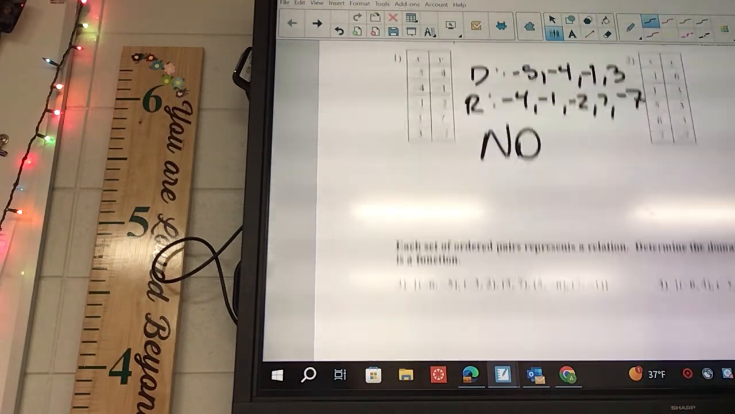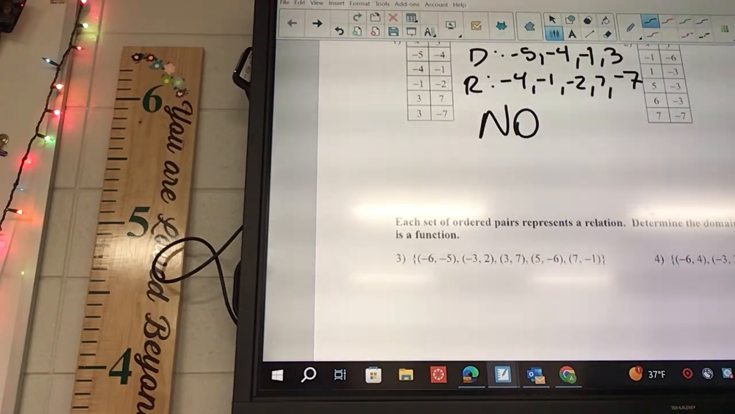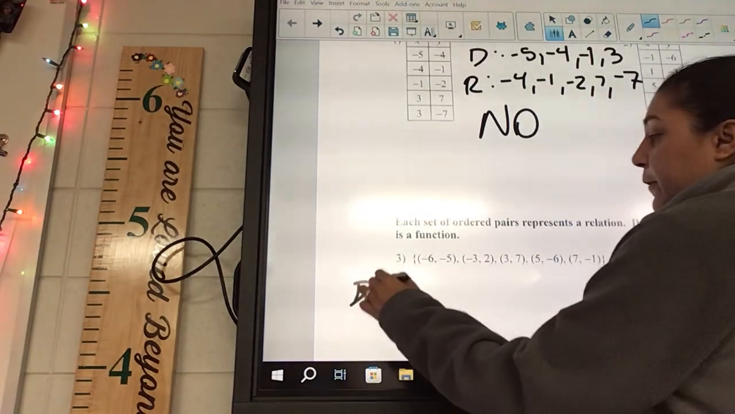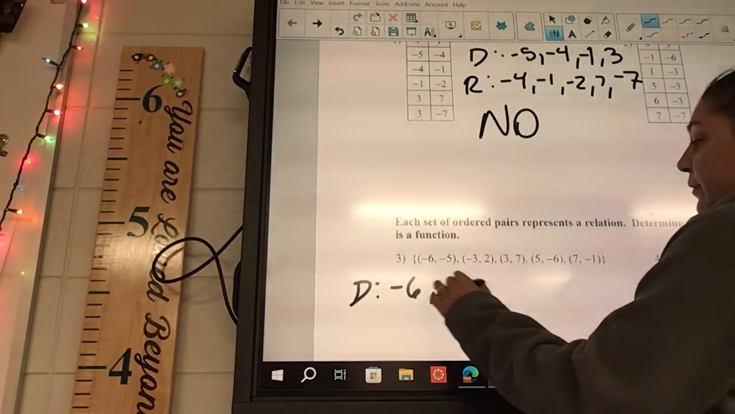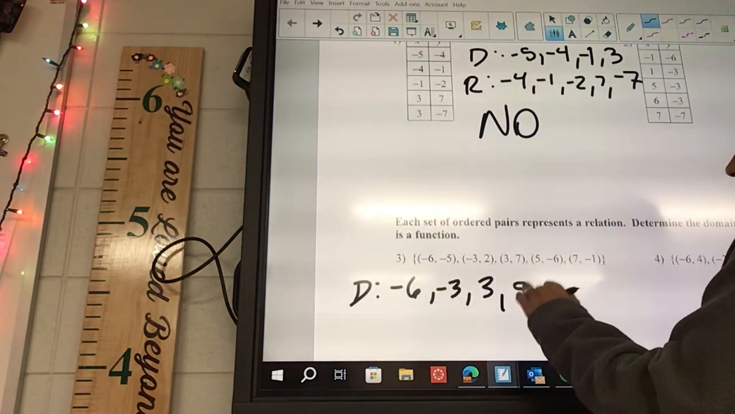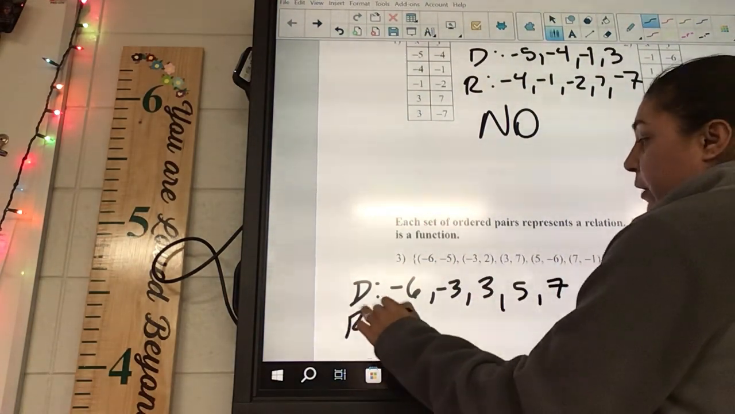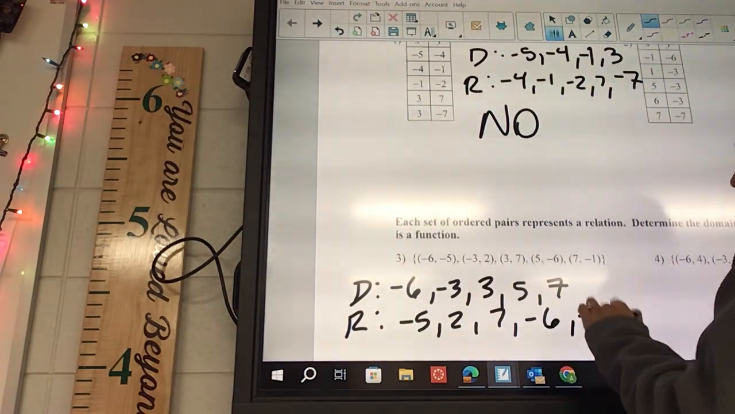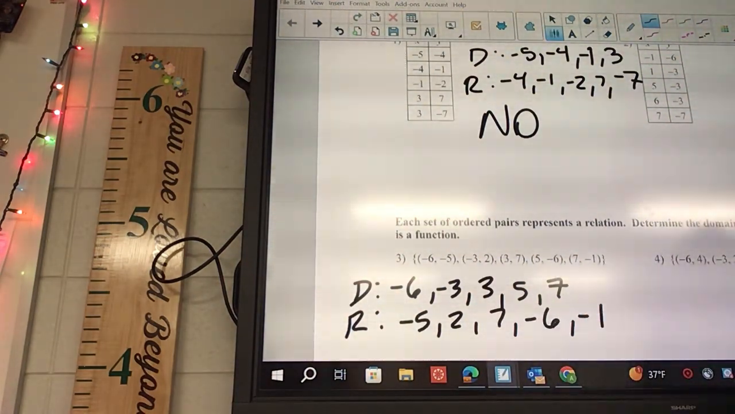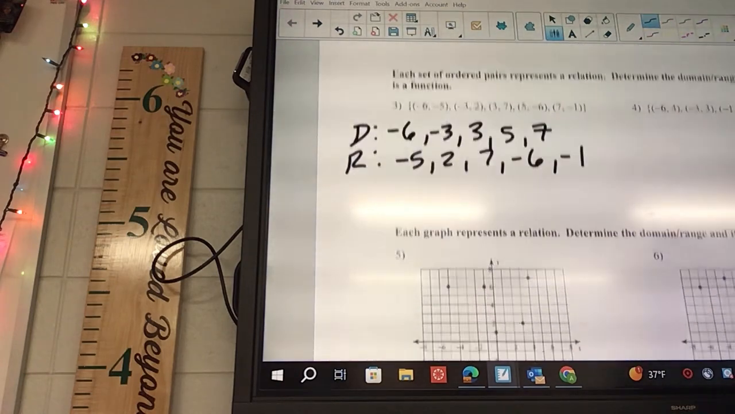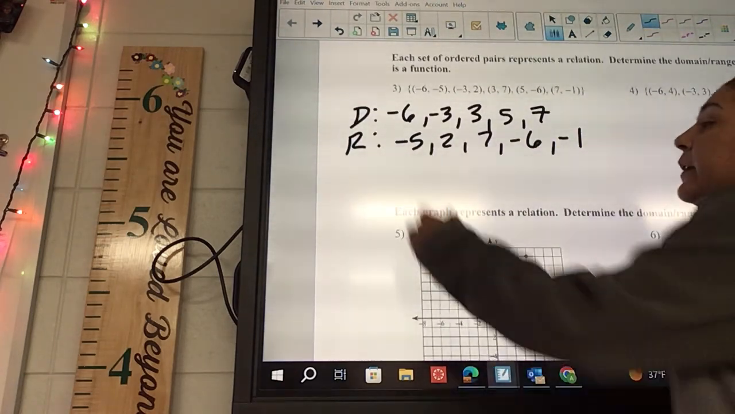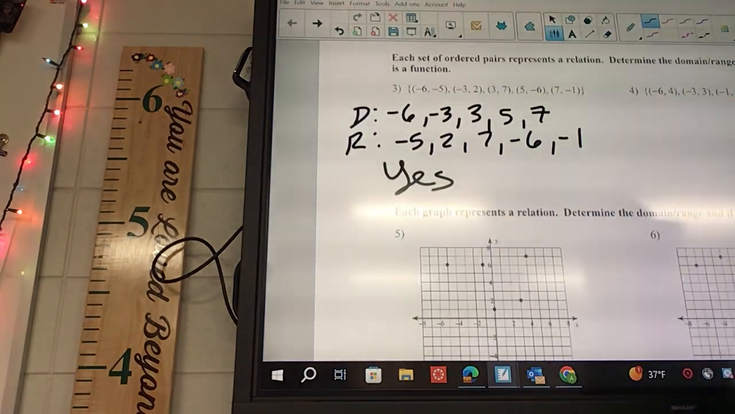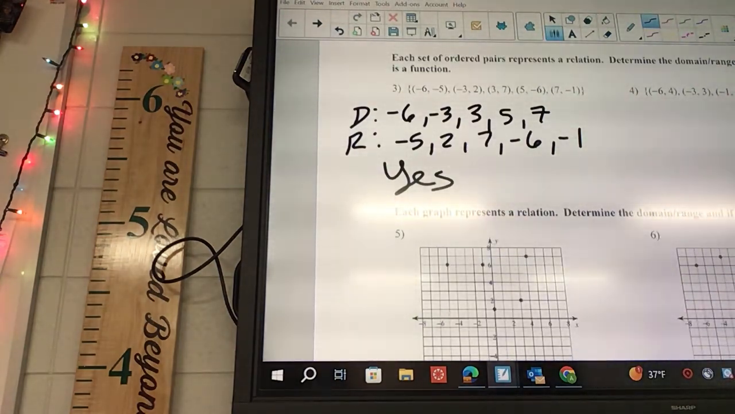Okay, look at number 3. The domain is going to be all of the first pieces, so -6, -3, 3, 5, and 7. The range is going to be -5, 7, -6, and -1. Okay, is this a function? Yes, it is. None of the x's repeat, so we can definitively say yes, it is a function.